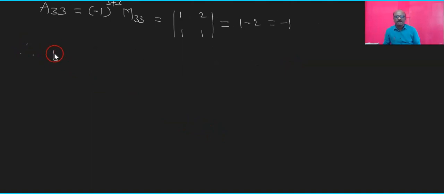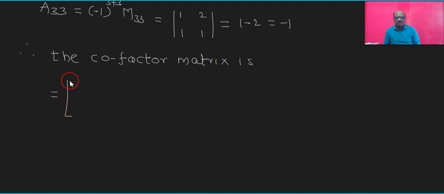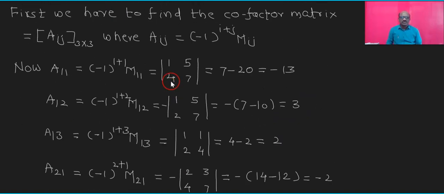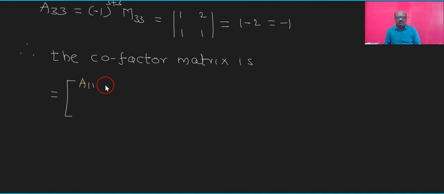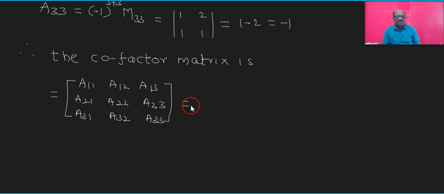Therefore, the cofactor matrix is equal to, what are the cofactors? See this here. The first is minus 13, 3, 2. Here is A11, A12, A13. A21, A22, A23. And the last row is A31, A32, A33.